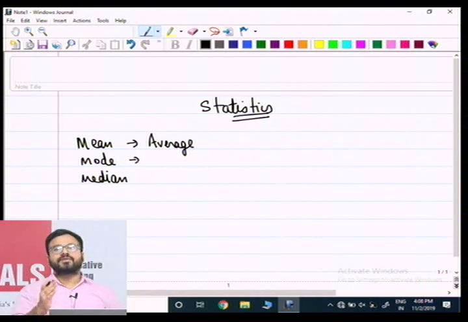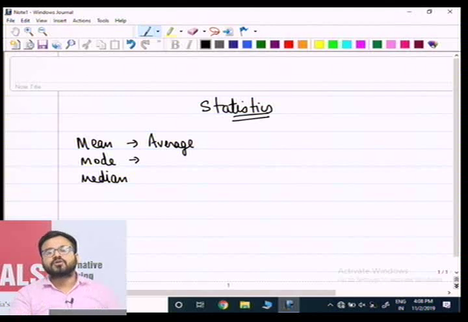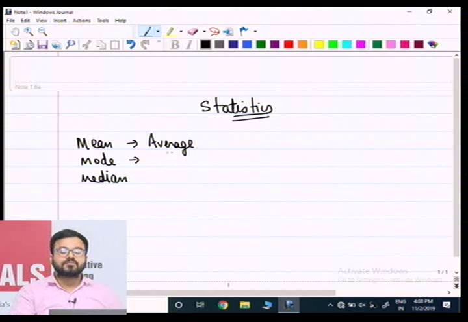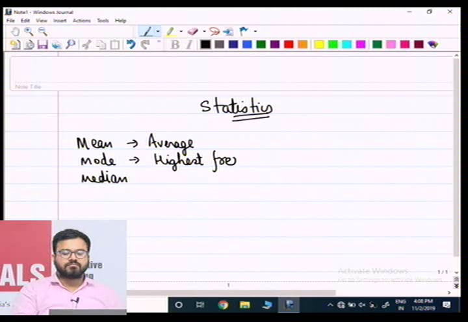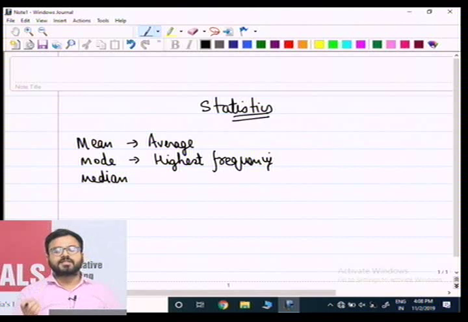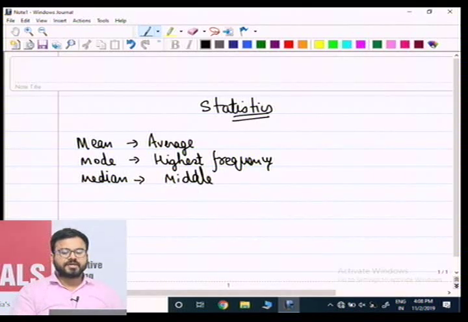Mode: whenever the data is given, the value which occurs the highest number of times, or we can say the value whose frequency is the highest, is known as the mode. Highest frequency is known as mode. And the word frequency you have learned in the 9th class also. It means how many times a particular data occurs. And median is the middle value of the data.